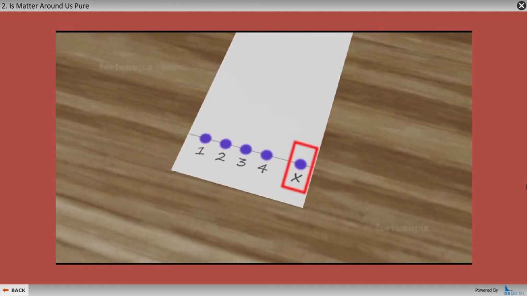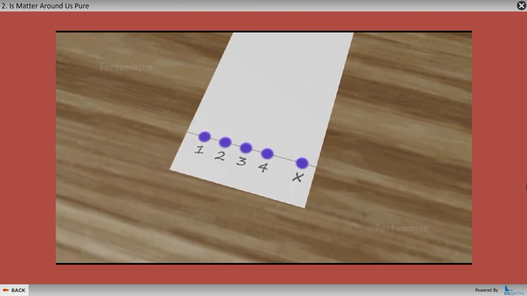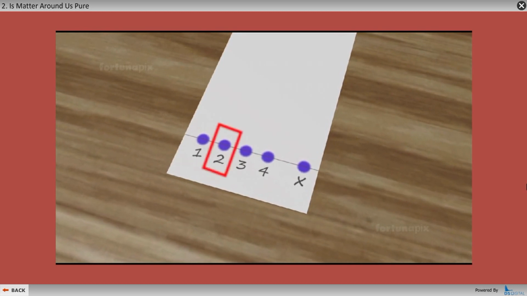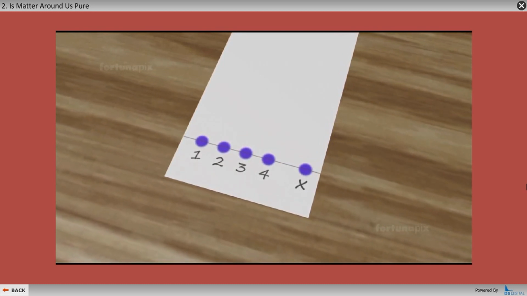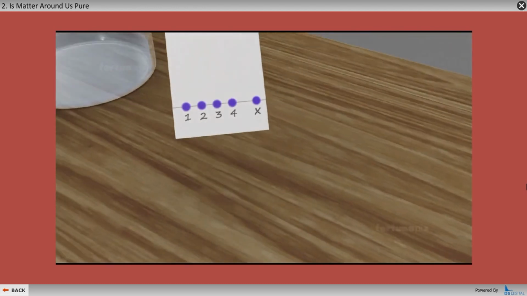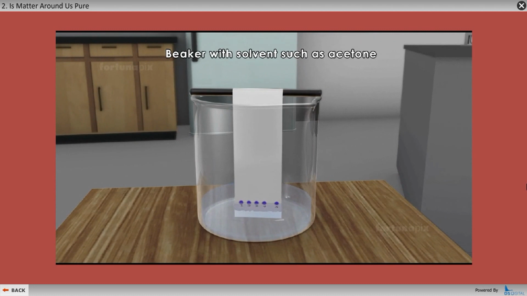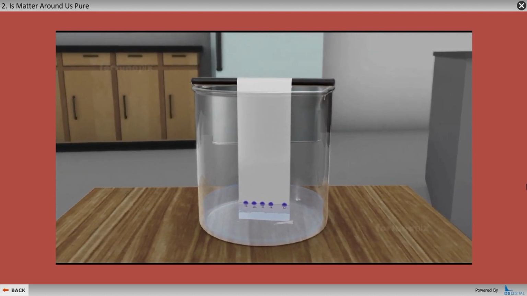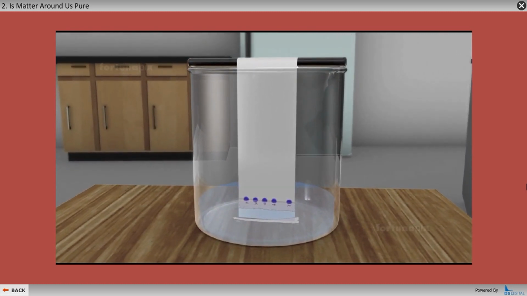Note the dot as X for the pen used to write the sample and number the additional dots as 1, 2, 3, and 4 to identify the other pens. Suspend the paper in the beaker containing a solvent, such as acetone. Ensure that the paper is dipped in the solvent and that the solvent level is below the pencil line.